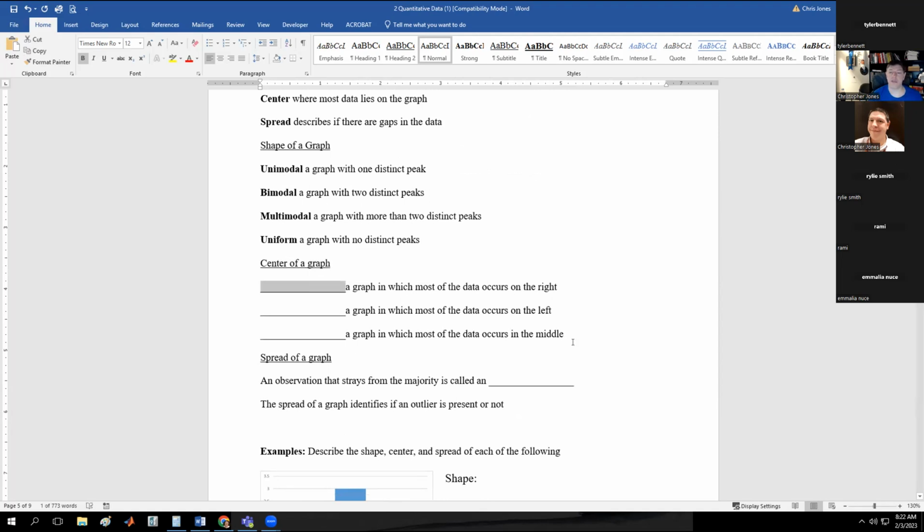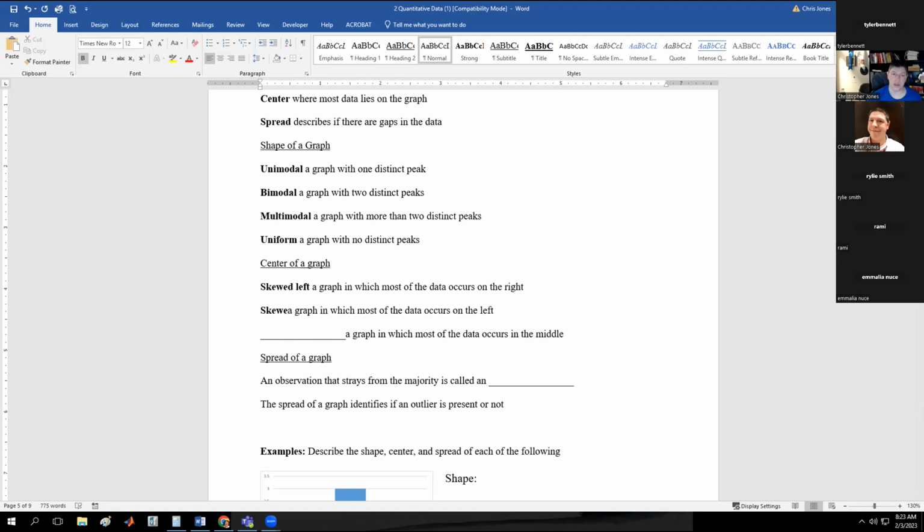With the center of a graph, now the center is backwards. If most of the data occurs on the right, we say that's skewed left. So a graph that's skewed left has more data on the right side of the graph. Just because math people, we like to mess with people that aren't math minded for the most part. So we have to have our own lexicon and our own language. If for some reason we have a graph where the majority of the data occurs on the right, we say that's skewed right or left.